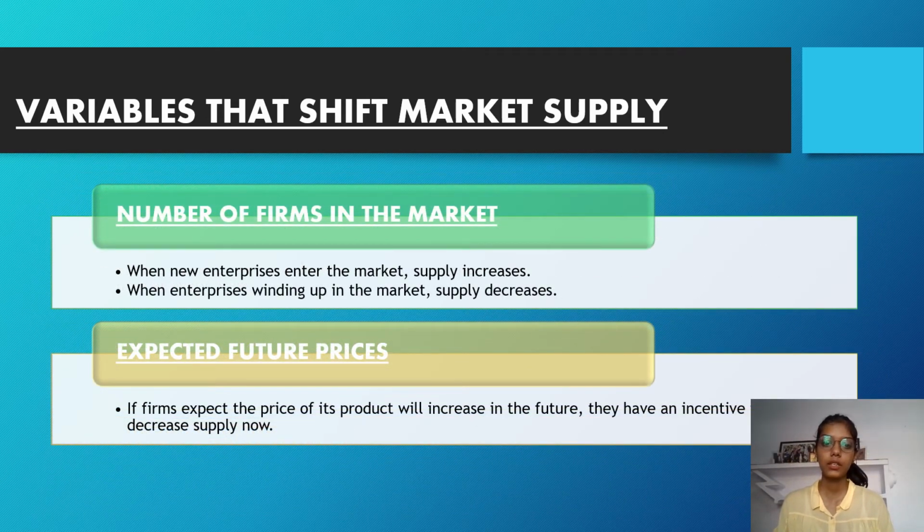Fourthly, number of firms in a market. When new enterprises start in a market, the supply increases. On the other hand, when enterprises close down in a market, the supply decreases. Fifthly, expected future prices. If the firm expects the price of its products will increase in future, it has an incentive to decrease supply now. But if the firm expects the price of its product to decrease, it can increase supply.